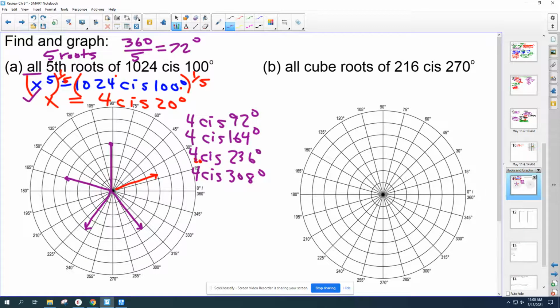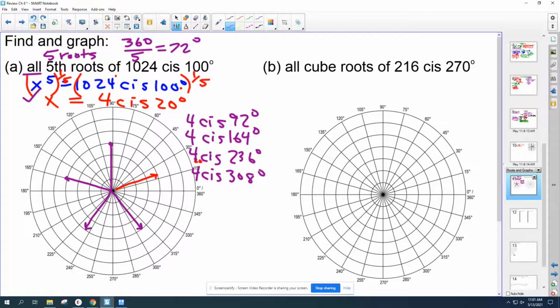Now, if you've done this wrong, you'll know because they won't be equally spaced. That has to be 72 degrees, 72 degrees, 72 degrees, 72 degrees, 72 degrees. And if they're not equally spaced, you'll know something's messed up. But there we go. We found the 5 roots and we graphed them.